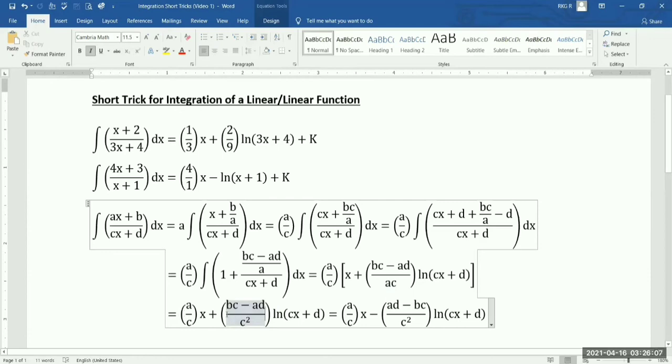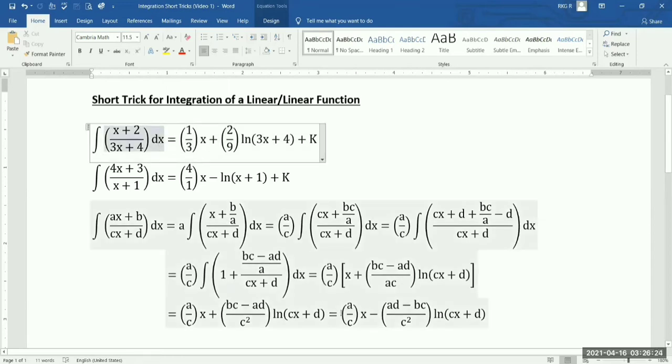And if I simplify it further, then I will get this result. So this is the final answer of integration of a linear by linear function, which you can remember so as to write the answer in very few seconds. So let us verify this example, whether what I've done is correct or not. Okay, so let's see this.